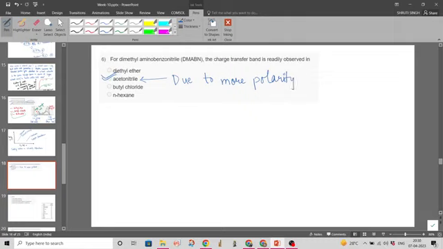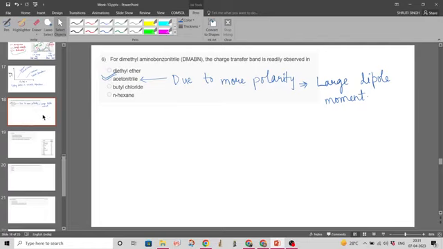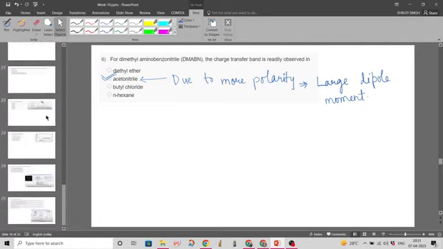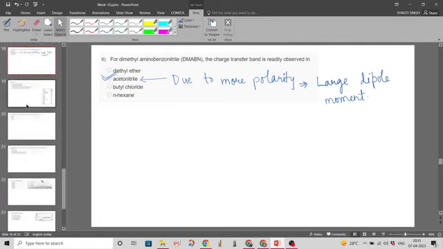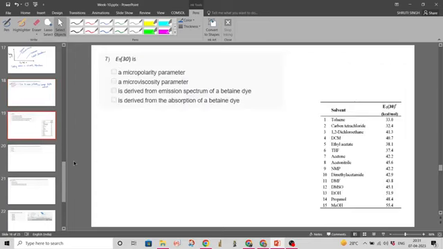Due to more polarity, there is a large dipole moment, and hence charge transfer can happen easily. So that's why it is observed in acetonitrile. Let's quickly move on to the other questions. We have a lot of questions left.